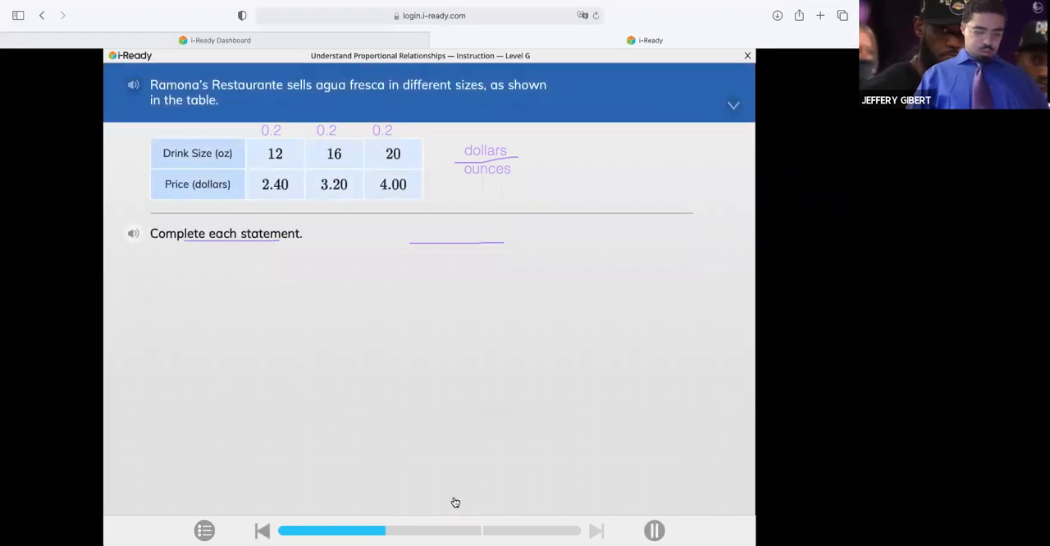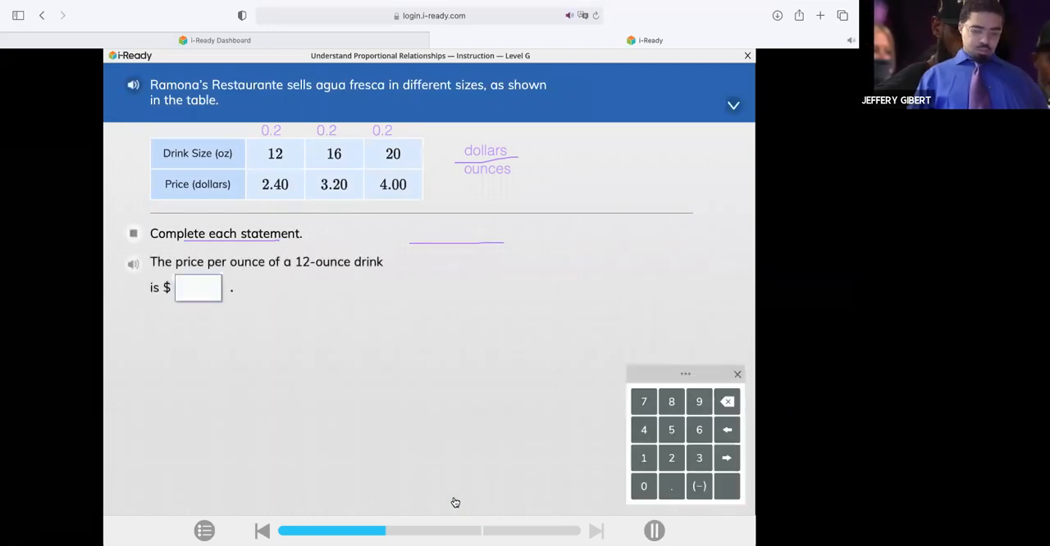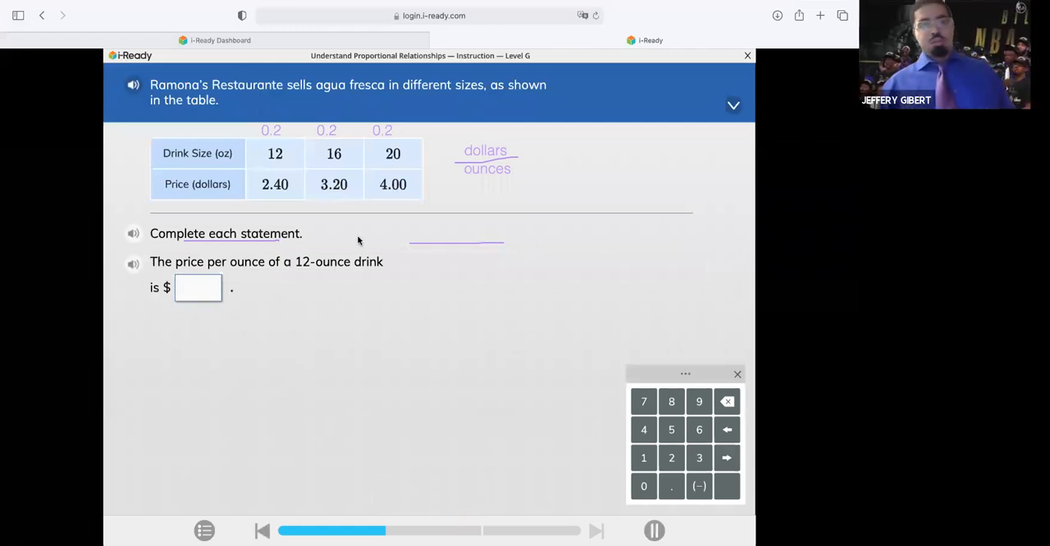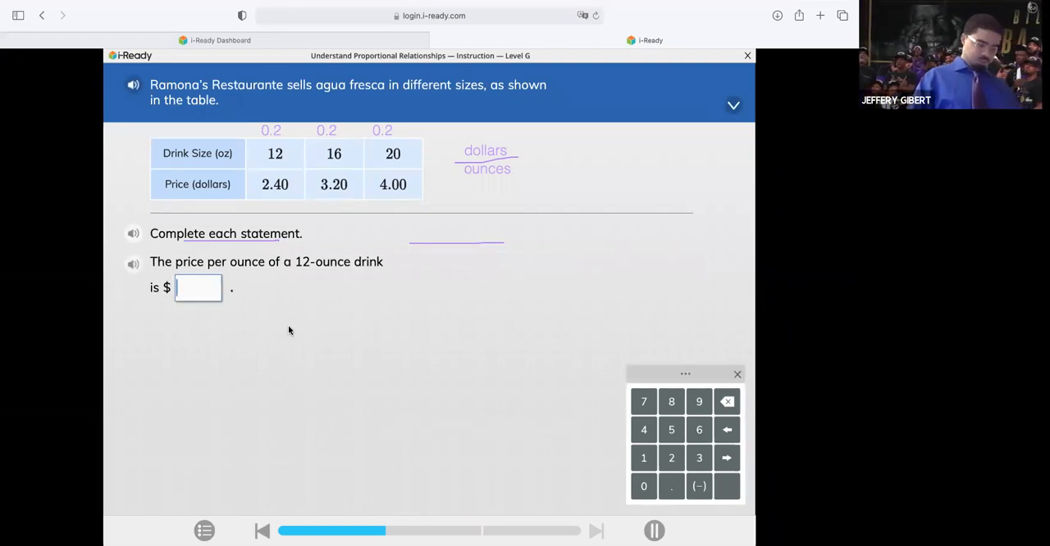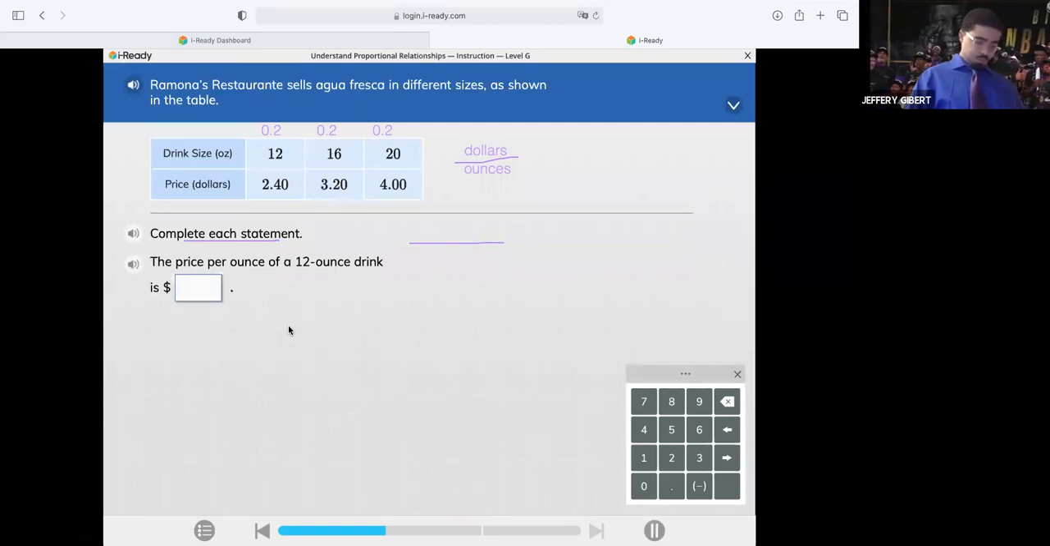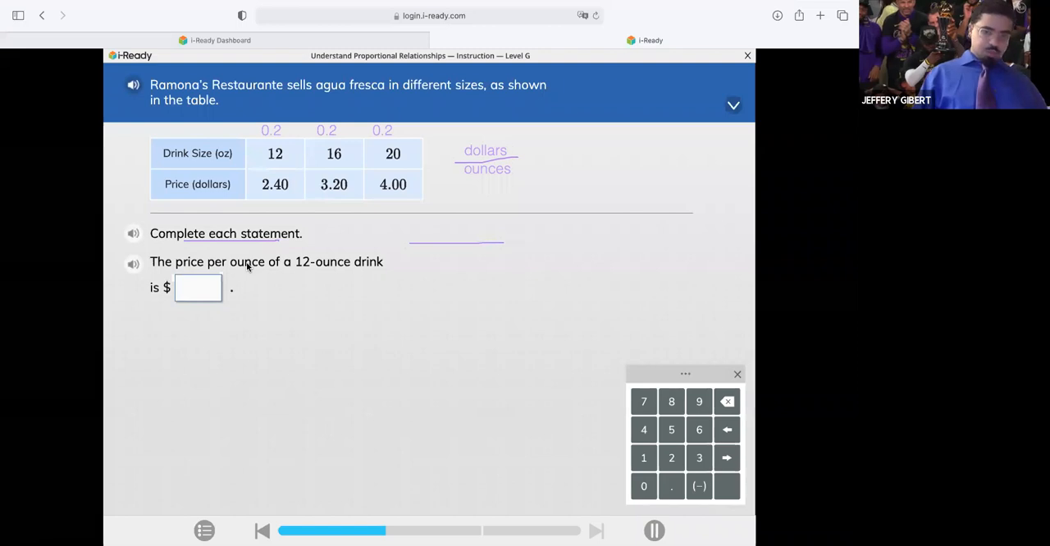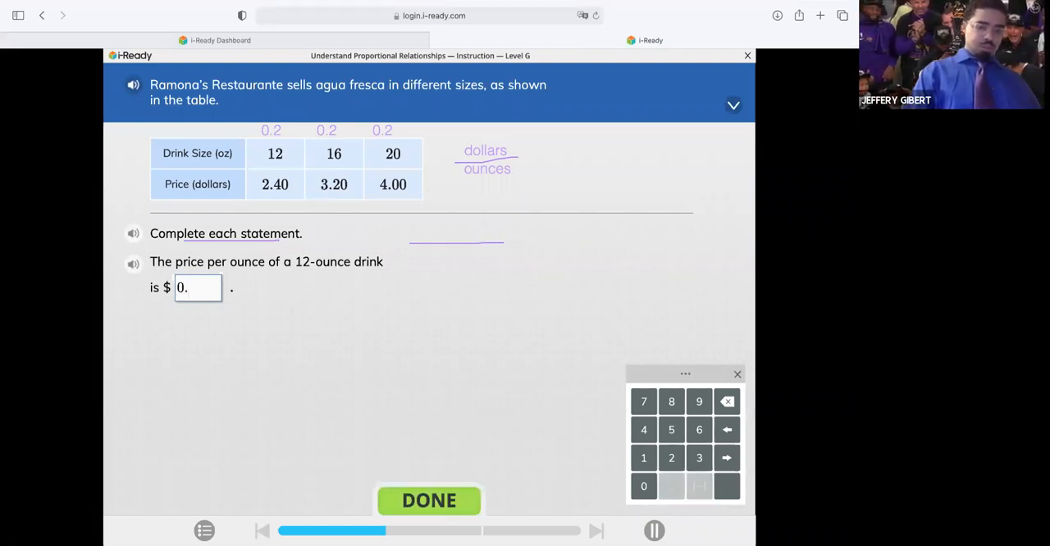Let's compare the price per ounce of each drink size. Complete each statement. All right. So, David, what was the price per ounce of a 12-ounce drink? David. 2.40. No, when you did the 2.40 divided by 12. Oh, 0.2. So in money, that was 0.20. 20.